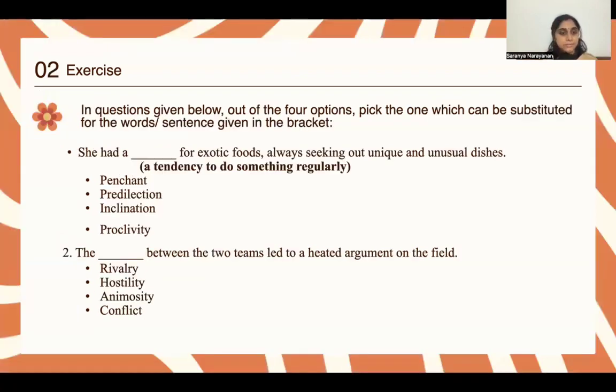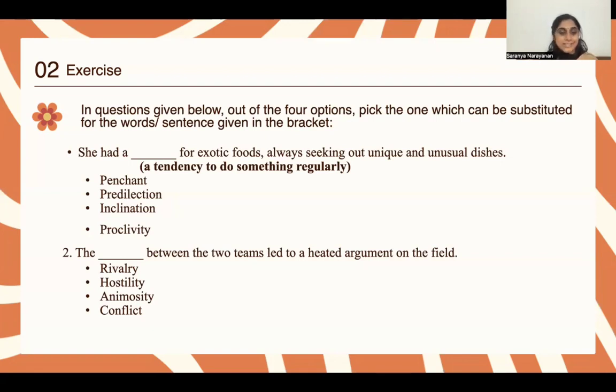We'll move on to another pair of questions. The first question: she had a dash for exotic foods, always seeking out unique and unusual dishes. We have to find a word that is equivalent to the phrase, a tendency to do something regularly. We have penchant, predilection, inclination, proclivity. What do you think would be the answer for this? If you thought of the word proclivity, then yes, that is the answer.